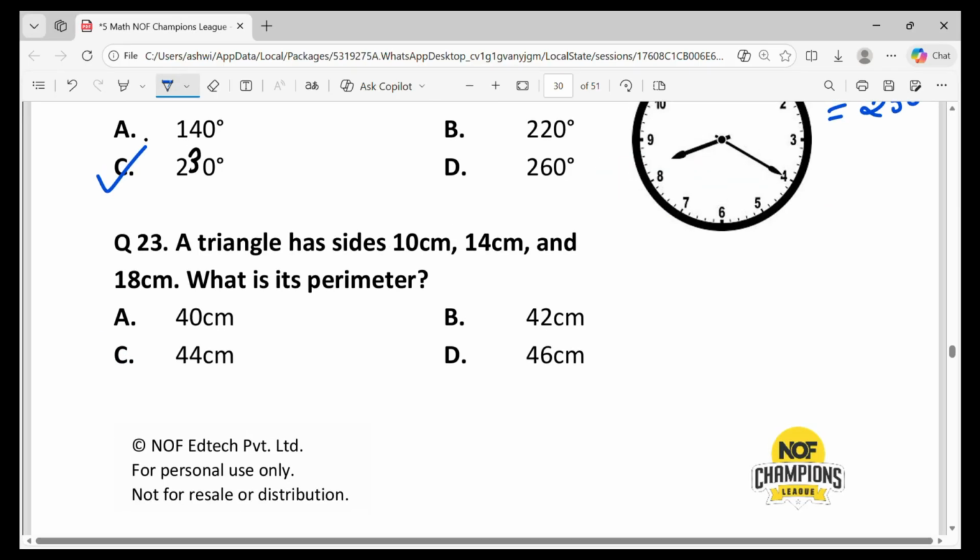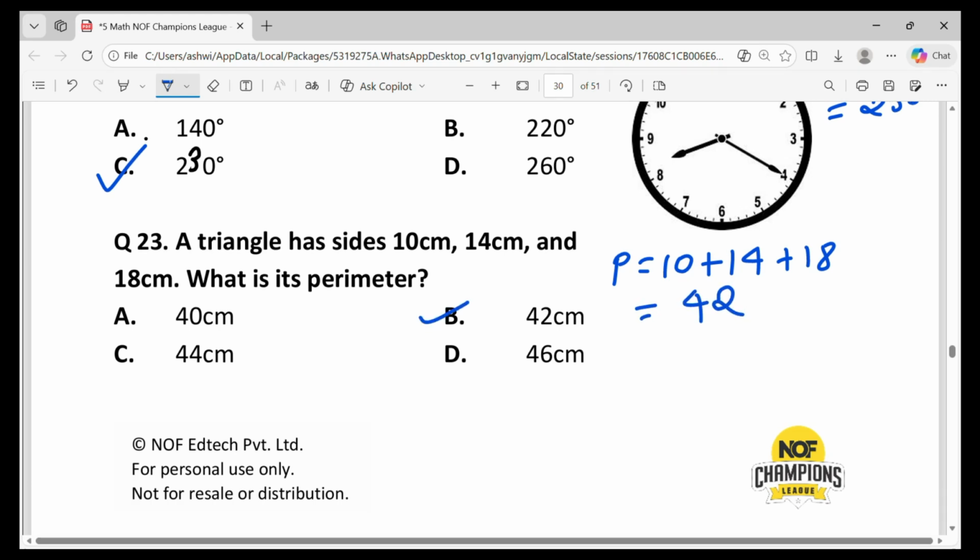Question 23. A triangle has sides 10 centimeter, 14 centimeter and 18 centimeter. What is its perimeter? Perimeter of a triangle is the sum of lengths of its three sides. So perimeter is equal to 10 plus 14 plus 18, that is equal to 42. That is option B.